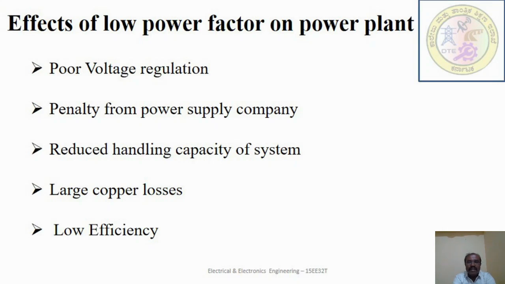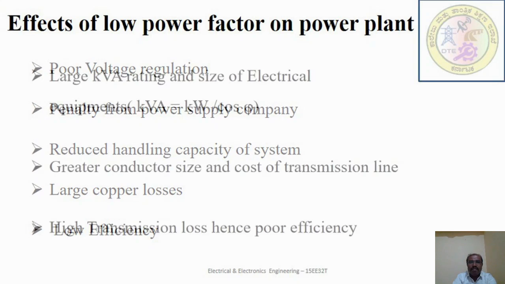In case of low power factor, there would be a large voltage drop and large line losses. And this causes the system or equipment's efficiency to be too low. For instance, due to the low power factor, there will be large line losses. Therefore, the alternator needs high excitation. The generating efficiency would be low. Okay, these are the effects of low power factor on power plant that we discussed.